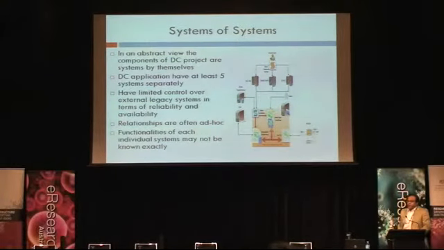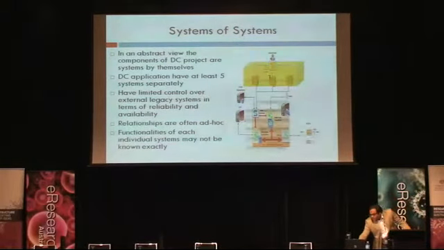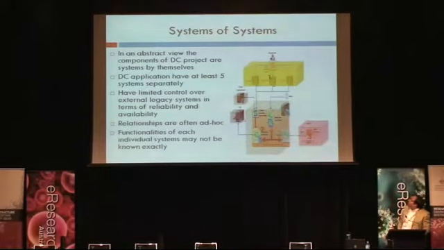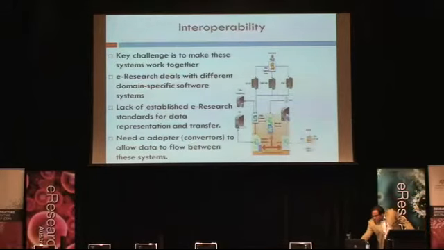Due to this nature, interoperability is another issue because of the data transfer between them. So these are the five components. It starts with the HPC cluster, which I can show in the next slide.